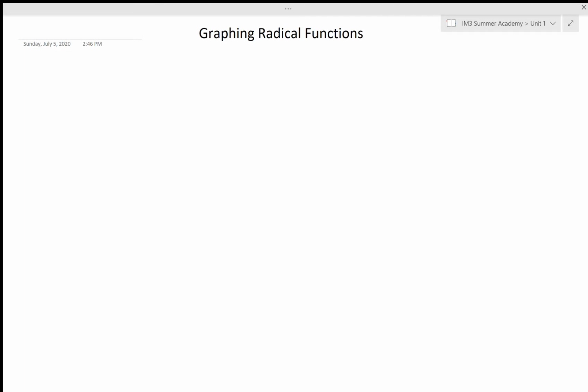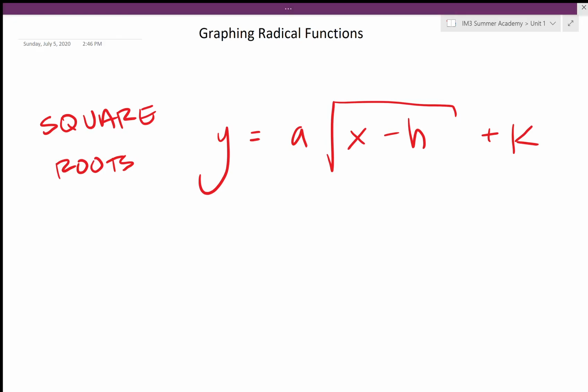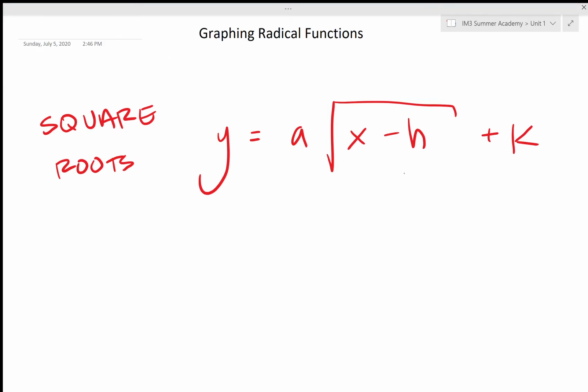When we talk about graphing radical functions, we're talking about two separate graphs. The first one that we're going to look at are square roots. This is something we looked at mathematically in the past. Now we're going to look at it graphically. The general form equation is given as y equals a square root of (x minus h) plus k. Very similar to the absolute value, h and k again make up the vertex, where h is the x value and k is the y value, and h, remember, always has the opposite sign.